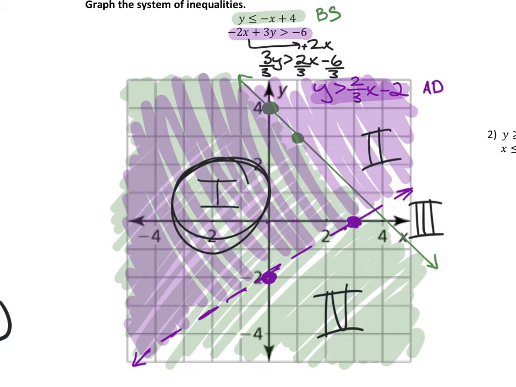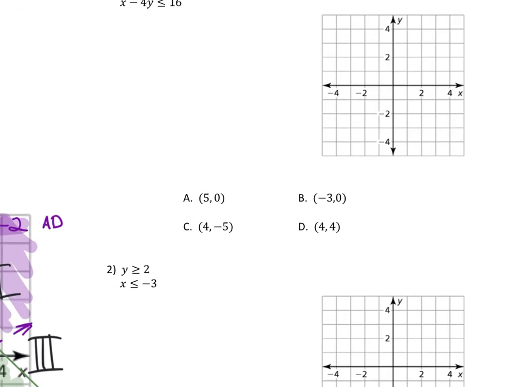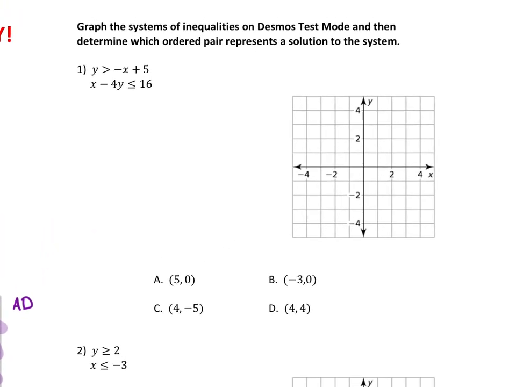So here's what a question might look like that we could ask you. We could ask you to graph the system of inequalities. Notice it says make sure you're using Desmos test mode, and then determine which ordered pair represents a solution to the system. Now, if you try to type number 1, the first equation, in on Desmos test mode, it's not going to work. Remember, in Desmos test mode, it will not let you graph everything.